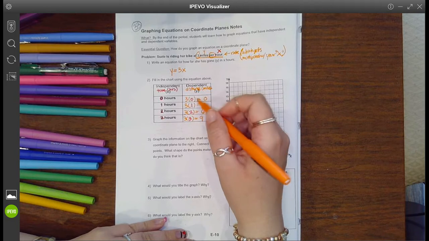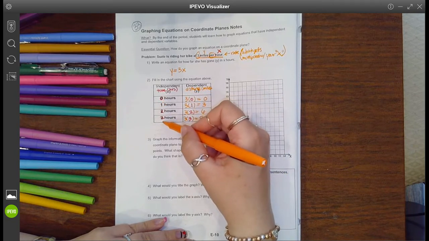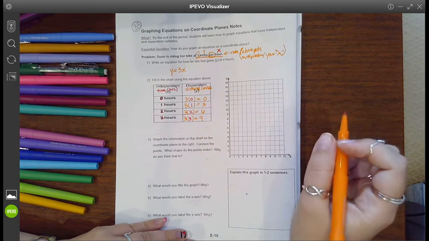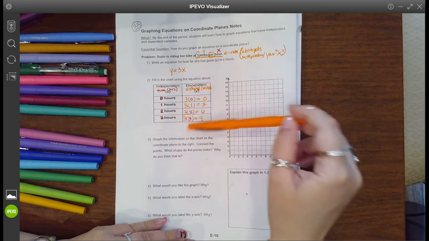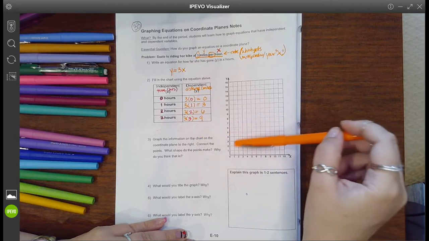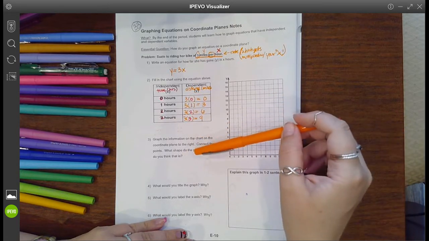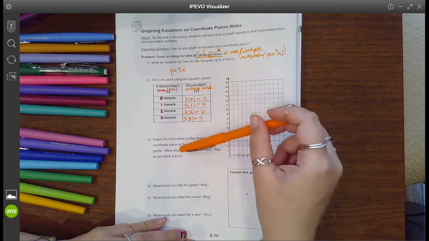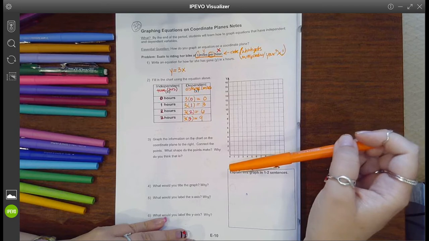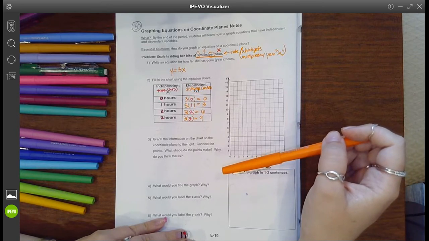All I did is I substituted in the numbers they told me to for x into my equation of 3 times x. Once we completed our chart, we want to graph the information on the chart onto the coordinate plane over here. And you connect the points. And then they ask, what shape do the points make? Why do you think that is? So first of all, let's just graph the information.